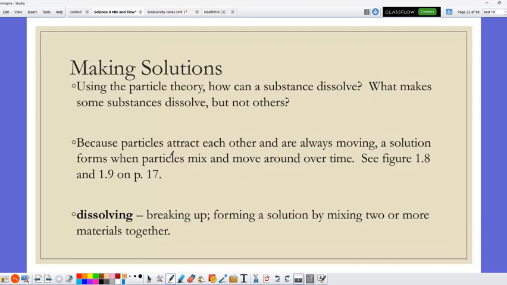And then making solutions. According to the particle theory, how can a substance dissolve? What makes some dissolve and not others? It's the force of attraction. So, for example, if you put oil and water together, they don't dissolve because oil is more attracted to oil than it is to water. But if you put salt and water together, it does dissolve because the salt is more attracted to the water than it is to itself. And because particles attract one another and are always moving, a solution forms when the particles mix and move around over time. And dissolving is the breaking up and forming a solution by mixing two or more materials together.